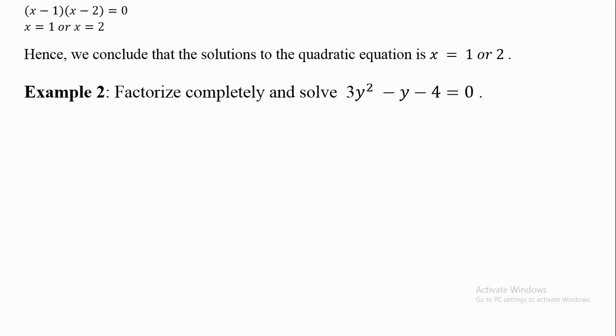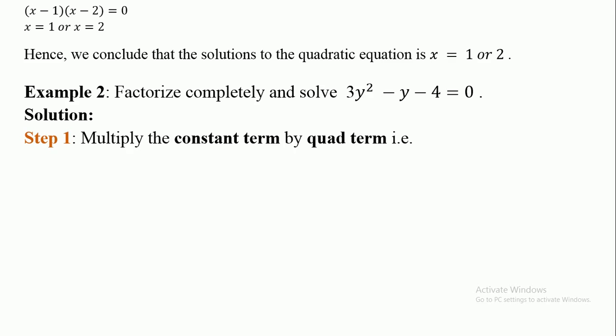Example 2. Factorize completely and solve 3y squared minus y minus 4 equals 0. How do we solve this? How do we factorize this? So this is another way of saying to use the factorization method to solve, because the first task is for you to factorize completely, and the second task is to go after what you have factorized and get the solution to the quadratic equation.